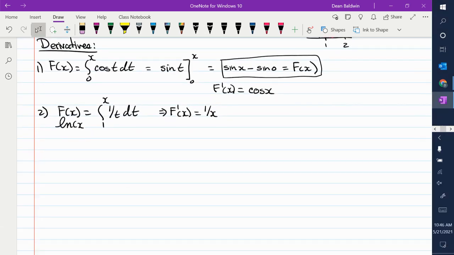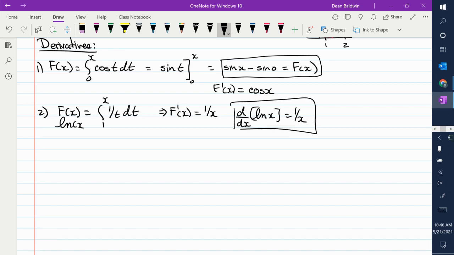now we'll talk more about this next week, that the derivative with respect to x of the natural log of x is equal to 1 over x. Don't worry about writing that down. Okay? That's what we're going to start doing next week. All right? And this is why.